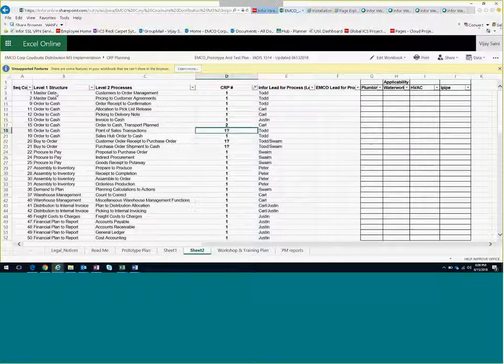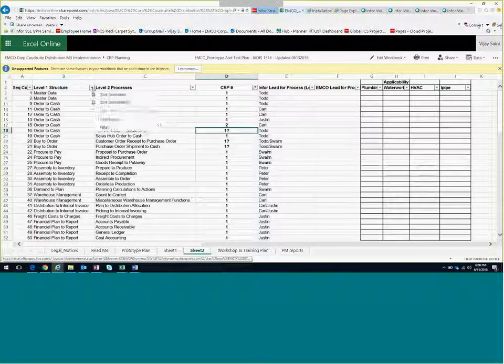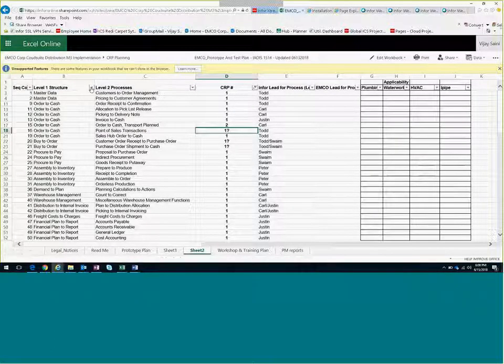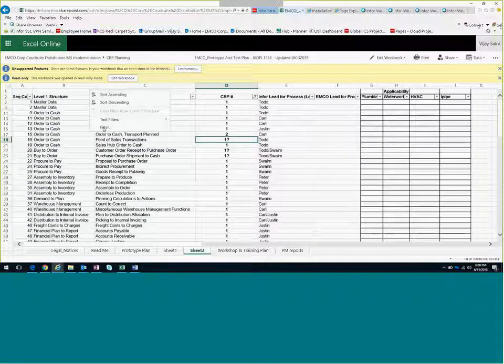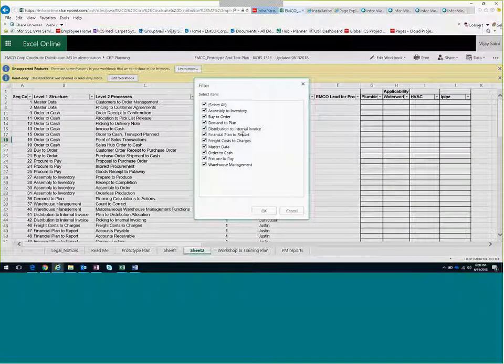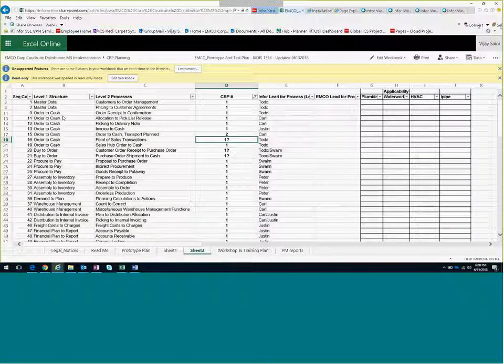So when you look at level 1 structure, we've got 12 of them that are listed. These are the 12 processes that we are talking about: assembly to inventory, buy to order, demand to plan, finance, master cash, order to cash, procure to pay, warehouse. So these are the main. This is what the solution is covering completely. Second level is the 57 that we are processing. That 57 of them correspond to 344. That's the list that I've given.